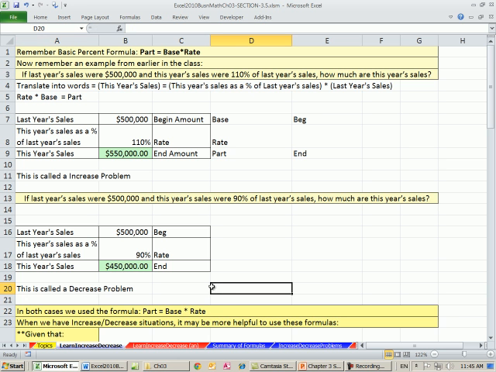Now, what's nice about the variables we'll use here and some of the formulas we'll use is the formulas for increase and decrease problems will work the same whether we're doing an increase or a decrease problem. All right. So begin, rate, end. Now, we're not going to use these terms anymore in section 3.5 because using BEG for begin and END for end will help us always remember where we started and where we're trying to end up.